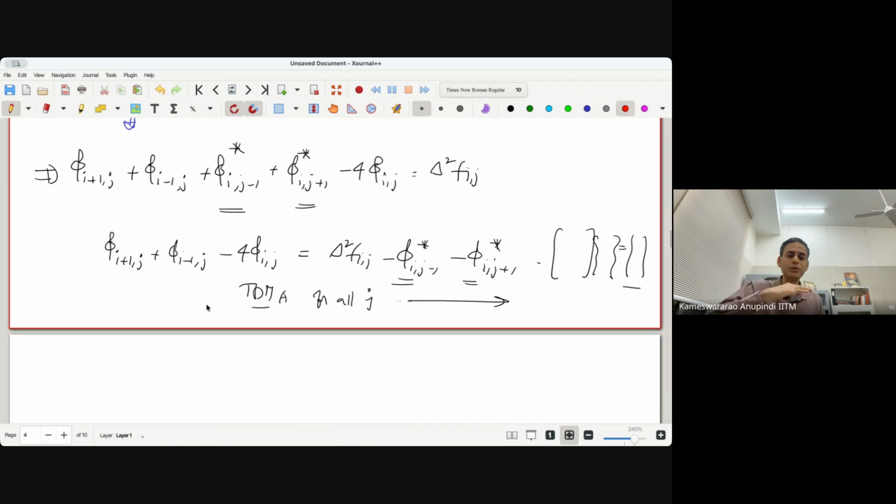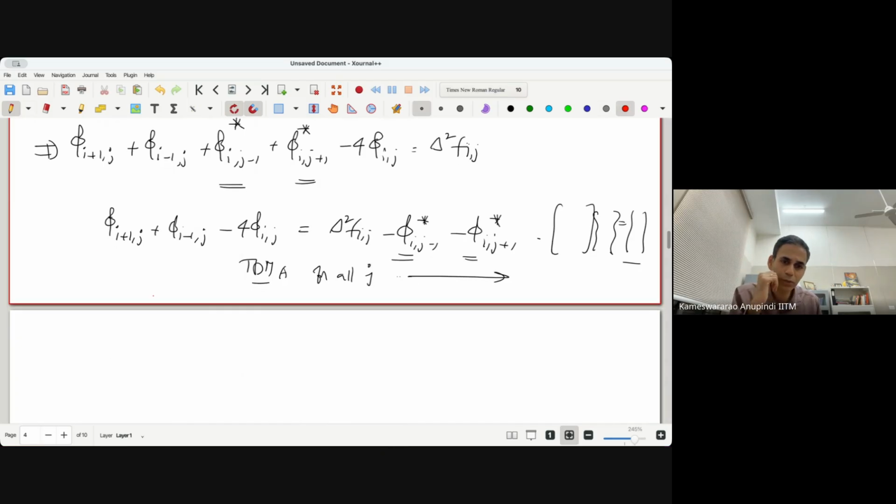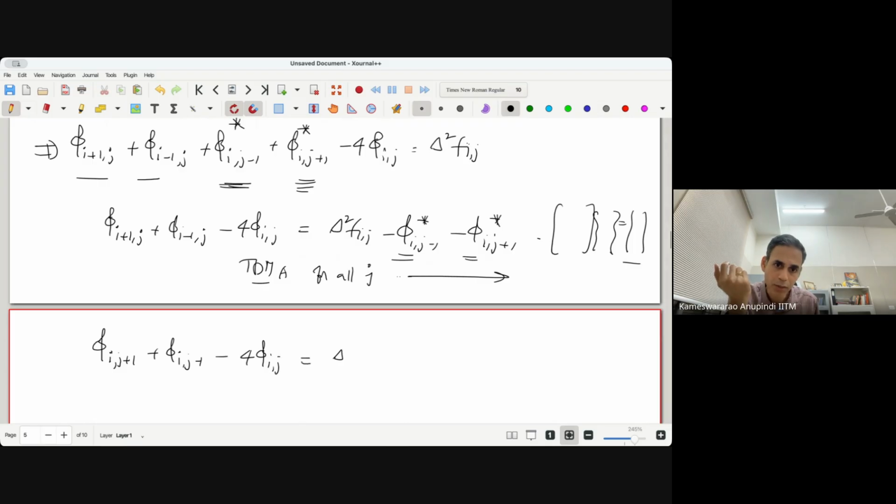Now, once you solve it, let us say you solve it from bottom to top, then you solve from left to right. So when you solve from left to right, you change the problem, right? You want to now denote these two as star values or known values, and you want to include these two values as unknowns. That means you want to write it as phi i,j+1 plus phi i,j-1 minus 4 phi ij equals delta square fij minus phi i+1,j minus phi i-1,j. Okay, so these, let us put star values. That means whatever is there, that is what you're going to consider.